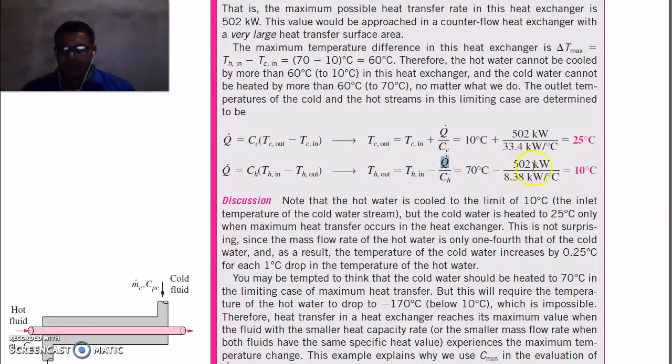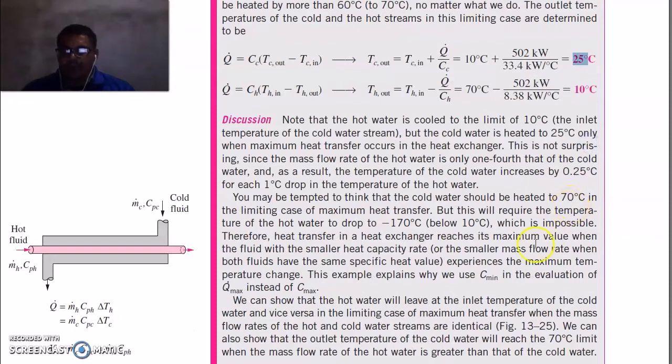Means instead of 502 kilowatts, to balance this equation you have to make it 4 times. Now in that case when your heat transfer is 4 times, it means here it will become 4 times. So this value becomes 60, and 60 plus 10 it will become 70. So this T hot out must be minus 170 to make this T cold out 70 degrees Celsius. Now which is definitely impossible. We can't make the hot temperature go below 10 degrees Celsius.